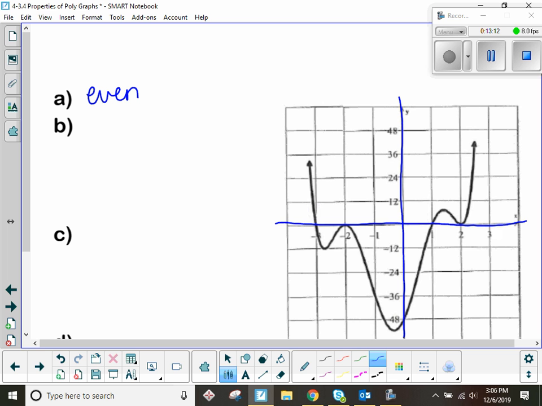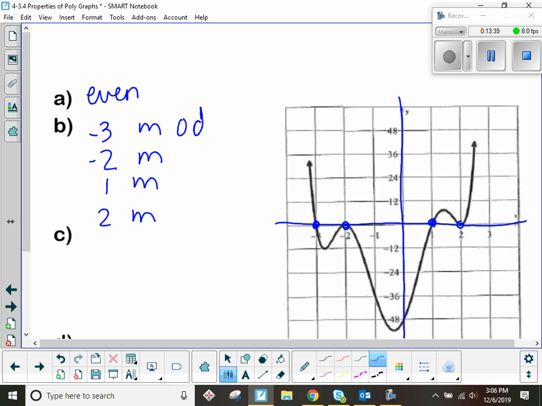Part B was what was part B asking us? Is that the zeros? Okay. How many zeros are there? 4. -3, -2, 1, and 2. And then we want to know the multiplicity, whether it's even or odd. What did you say for -3? It crosses, so it's odd.